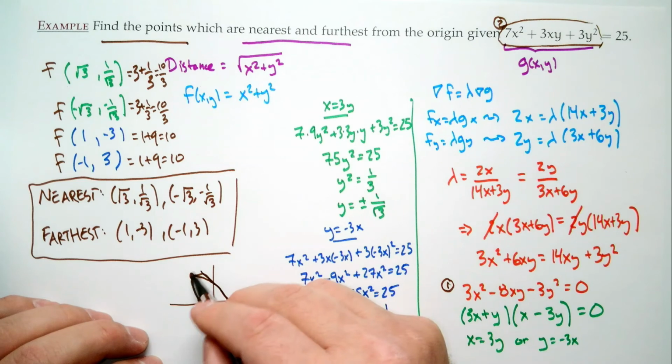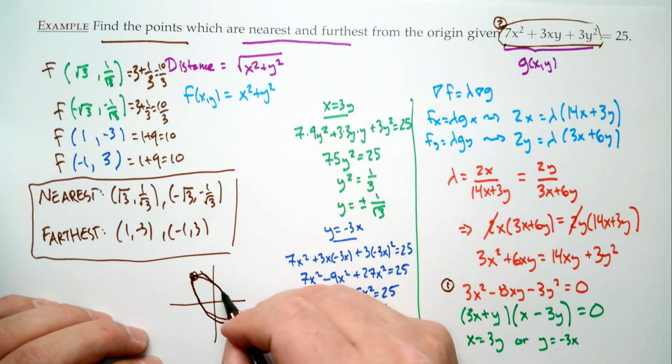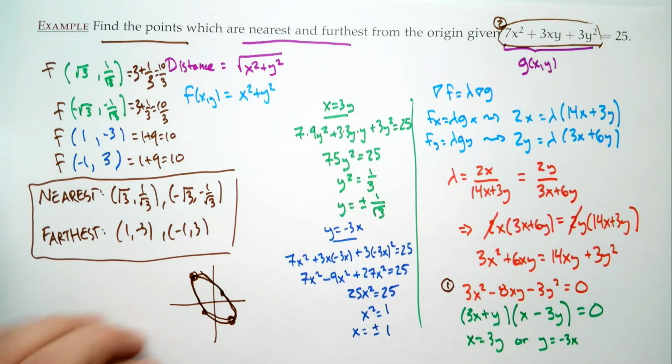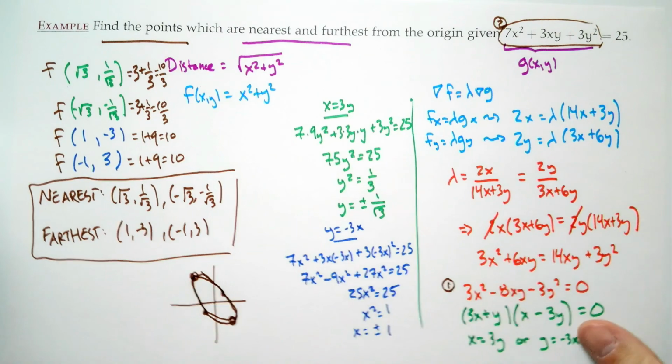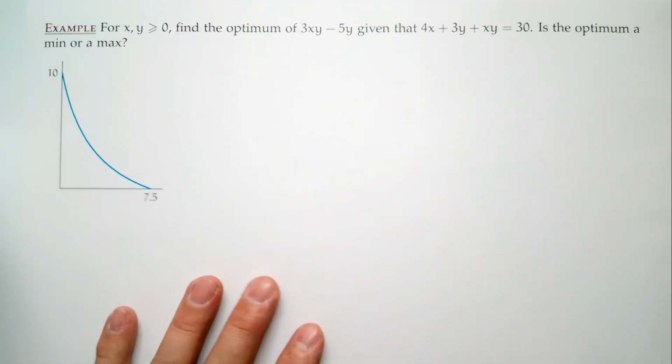And so what we've done is we've found the furthest points, and then the nearest points. So this problem becomes finding the nearest and furthest points on a tilted ellipse. All right, well, let's quickly do one more, because we have to be quick.